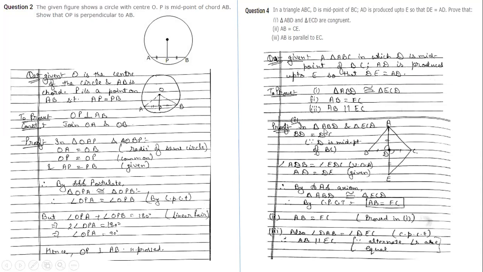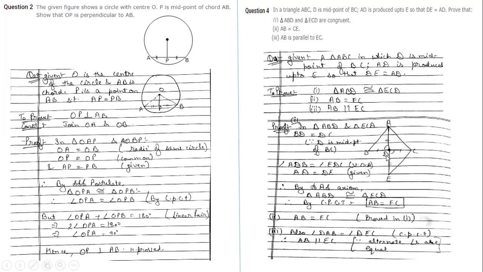Now come to the proof of the first part. In triangle ABD and ECD, BD is equal to CD because D is the midpoint of BC. Okay, we have BD is equal to DC. See, two lines are intersecting at a point. That means vertically opposite angles are also equal. That means angle ADB is equal to angle EDC. Why? The reason is written over here: vertically opposite angles. ADB is equal to EDC because vertically opposite angles are equal.